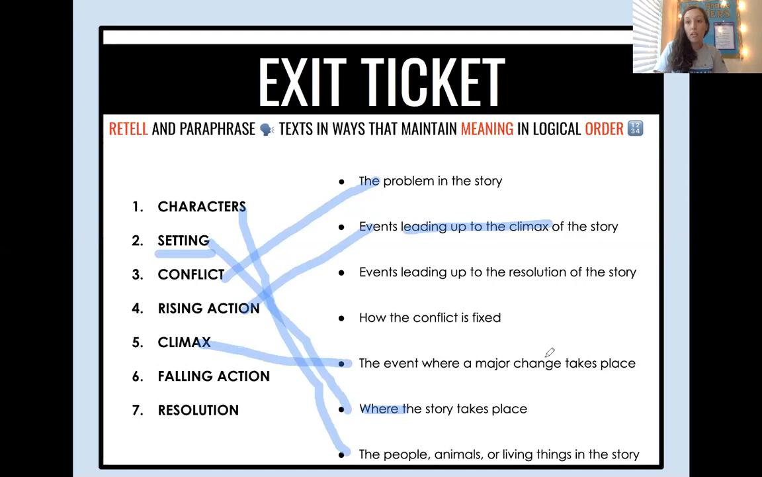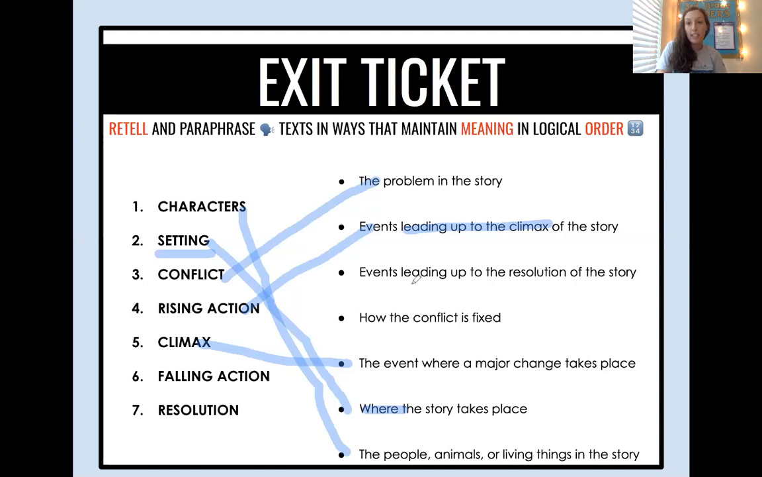So for example, a climax in Emma's Rug was when her mom washed the rug, because that changed the way that Emma was able to draw. She was no longer able to draw with her rug after her mom washed it. So that was our climax. We also have our falling action, which is those events leading down to the resolution, or how we fix the conflict.